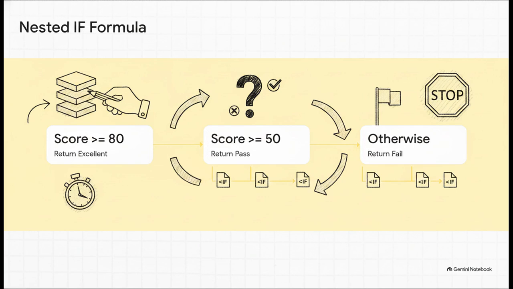But wait, what if you have more than 2 possible outcomes? What if it's not just pass or fail, but excellent, pass, or fail? This is where nested ifs come to the rescue. You literally put an if inside another if. It's like a Russian nesting doll.